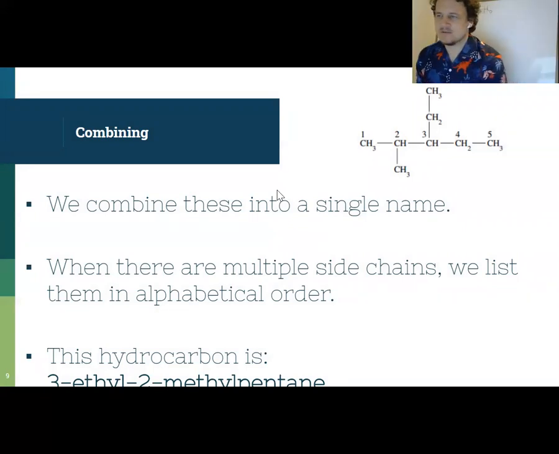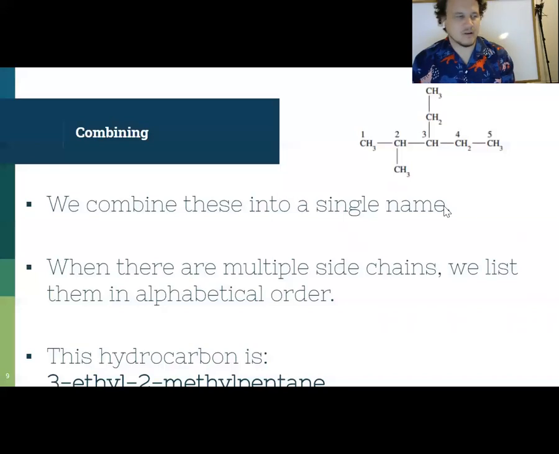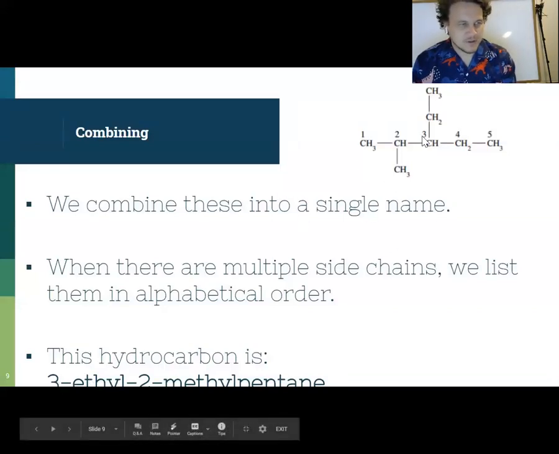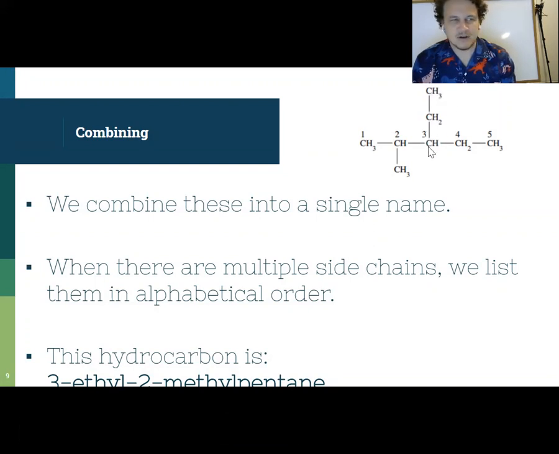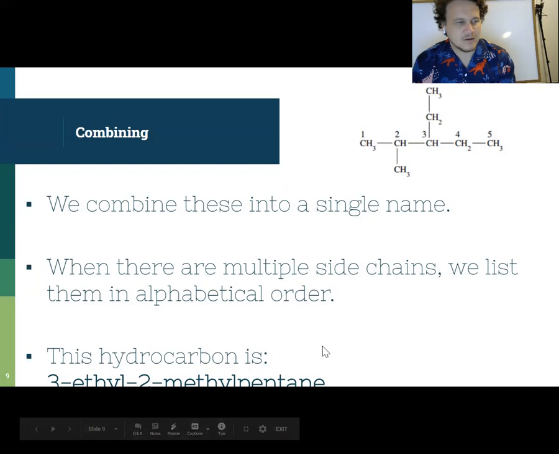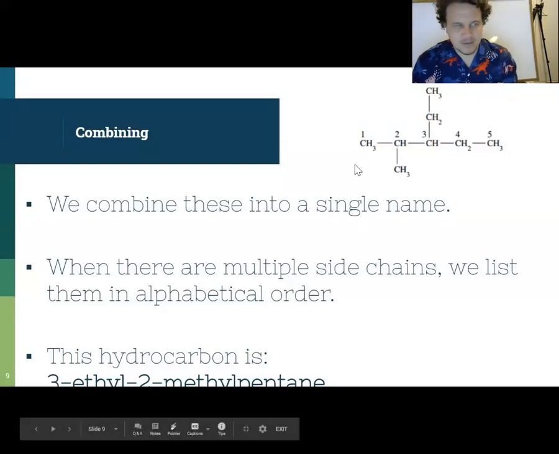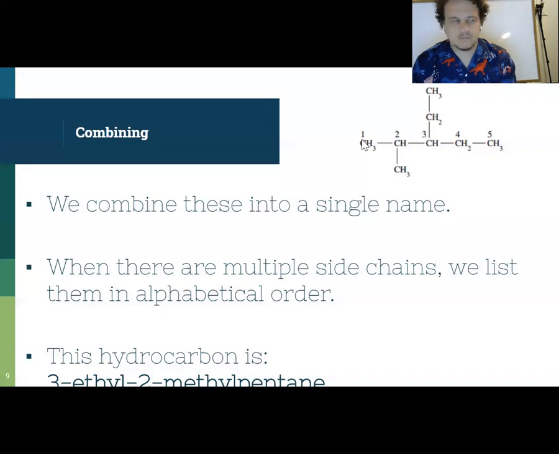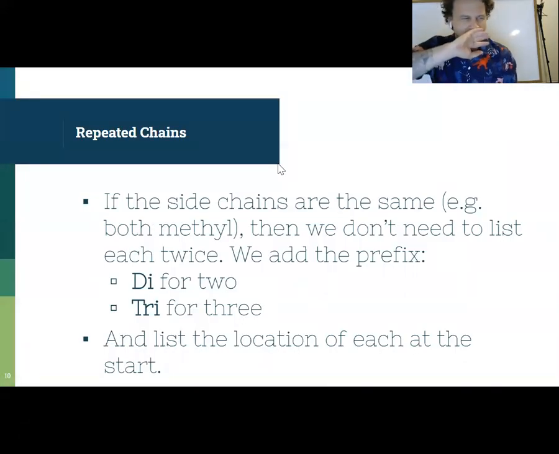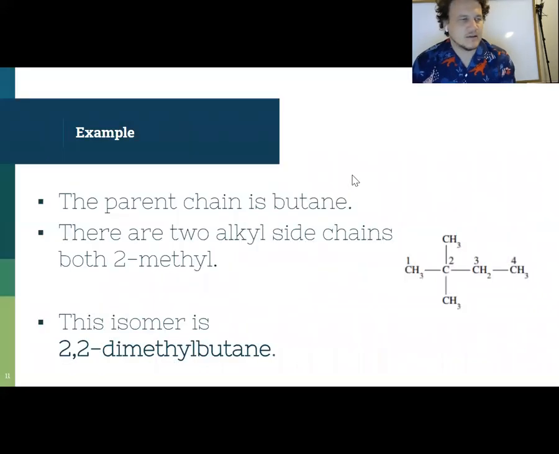So we then combine them into a singular name. When there's multiple chains, we have to put them in alphabetical order. So we have 3 because this side chain, the ethyl side chain, is coming off the third carbon. We then have 2 for the second carbon, methyl, pentane. Pentane being the name of the backbone. Oh, just hit the wall, sorry. So if the side chains are the same, then we don't list each of them twice. So di, tri. And I'll demonstrate that here.